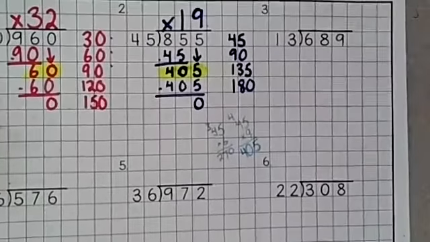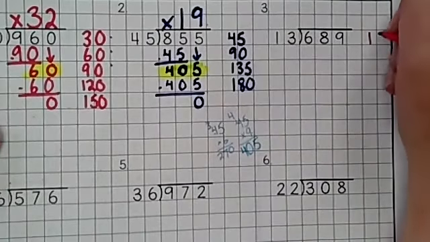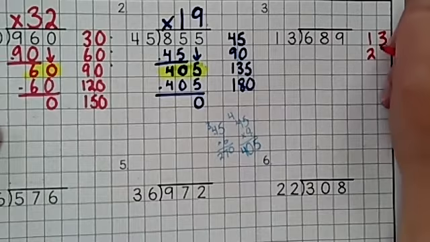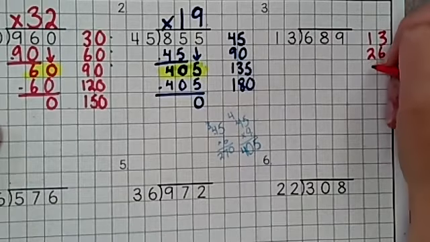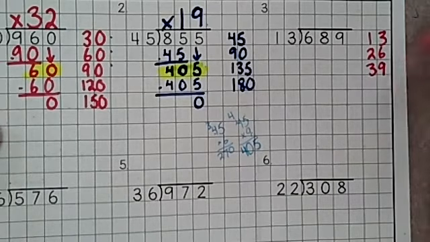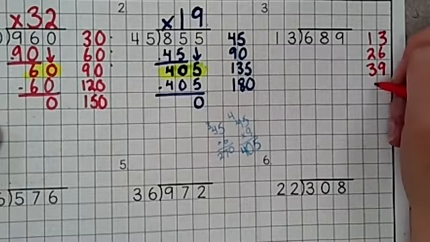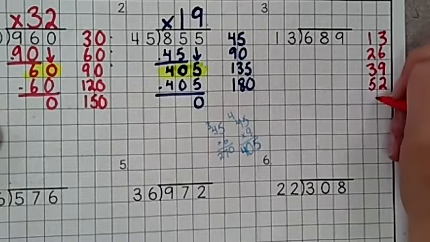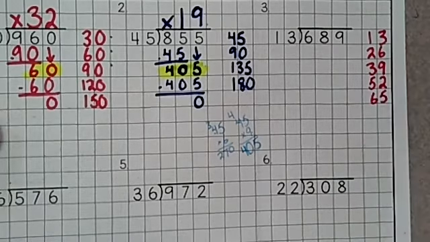List out the multiples of 13. Tell them to me, Jameson. 13. What's next? 26. Good. What's next? 39. Very good. I'm not going to make you go any further than that. I can see the stress building in your eyes. 52, 65. We'll stop there. Y'all ready?